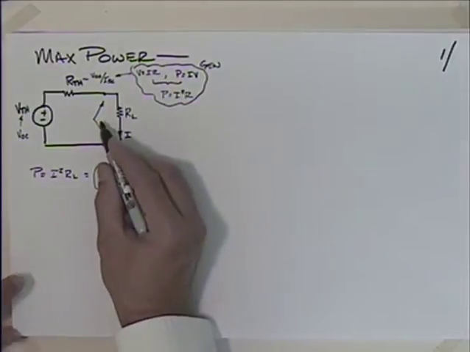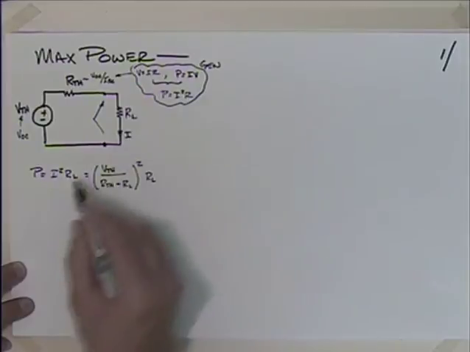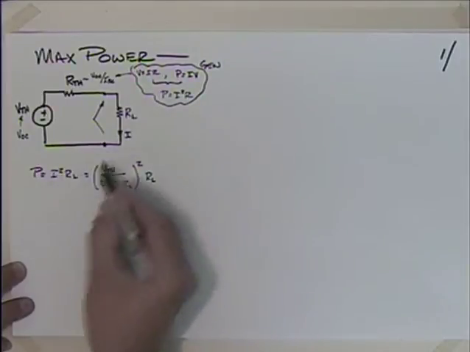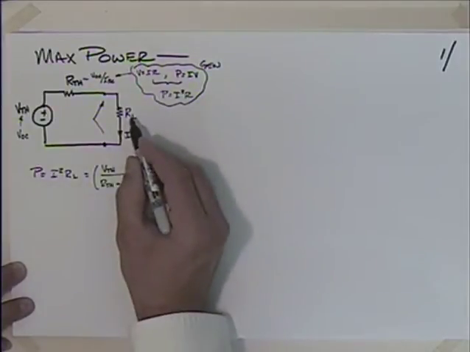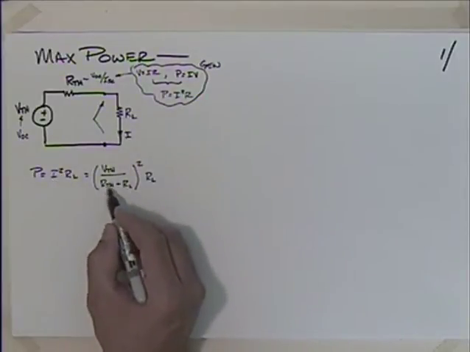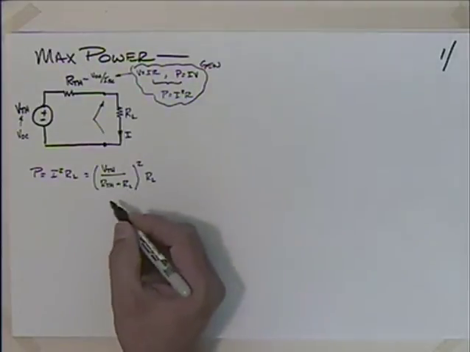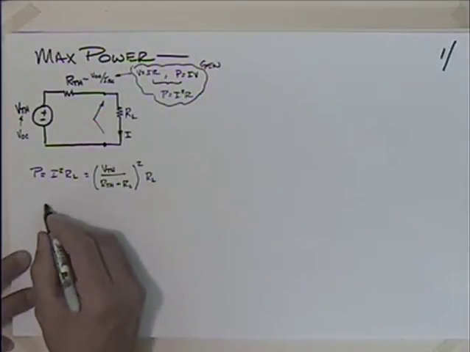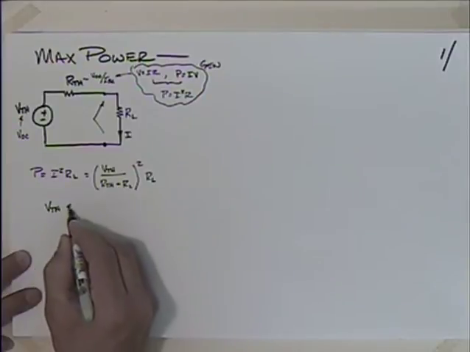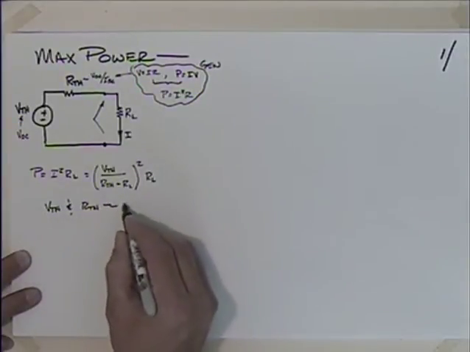And then applying them to our particular situation, taking that I squared, this current here, squaring it, and multiplying it by the load resistor, I get the power that's being dissipated there in that load resistor. I make the substitution for I, which is going to be V over the total resistance, and then I still have R sub L there. And we notice a few things here. We notice that V Thevenin and R Thevenin are going to be fixed.